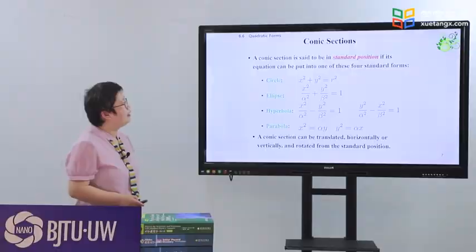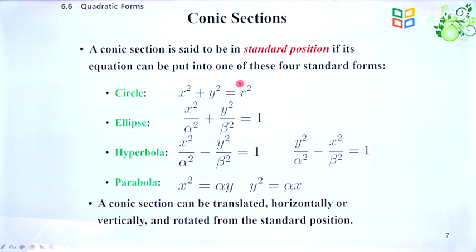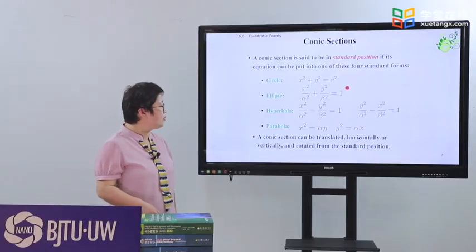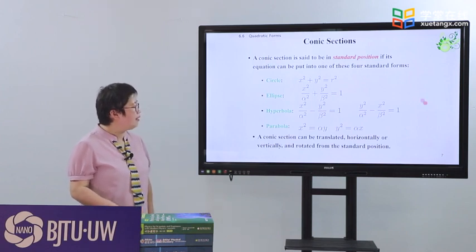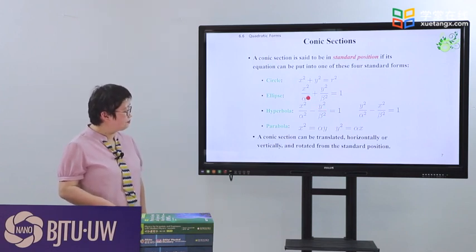A conic section is said to be in standard form if its equation can be put into one of these four standard forms. The first one, circle. We know the standard form of a circle is x power 2 plus y power 2 equals r power 2, in standard position. Ellipse, like x power 2 divided by alpha power 2 plus y power 2 divided by beta power 2 equals 1. And hyperbola, like this.